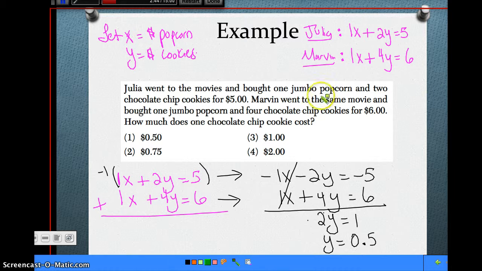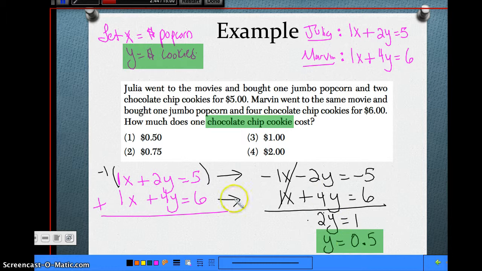Now, going back into the question, it says how much does one chocolate chip cookie cost? Well, chocolate chip cookie was y. So I've actually figured out the answer, and I don't have to go on and find x, even though I could. If the question asked for both, you would substitute your 0.5 back into one of your equations to find x, which is the cost of your popcorn. So that means that one chocolate chip cookie costs 50 cents, right here.